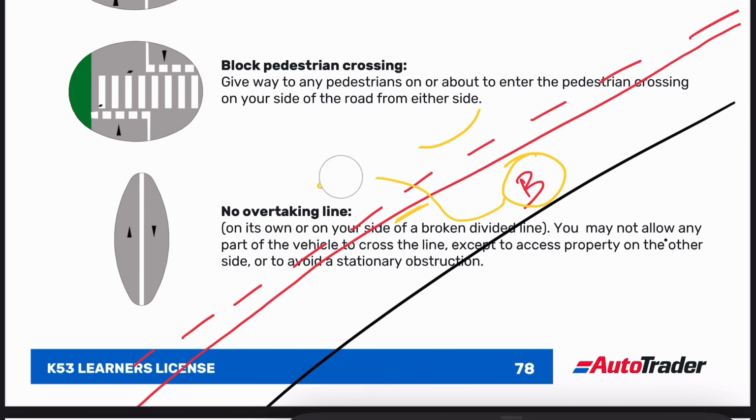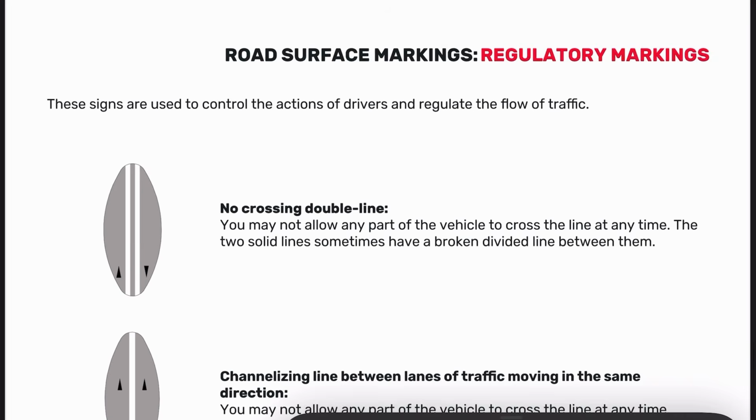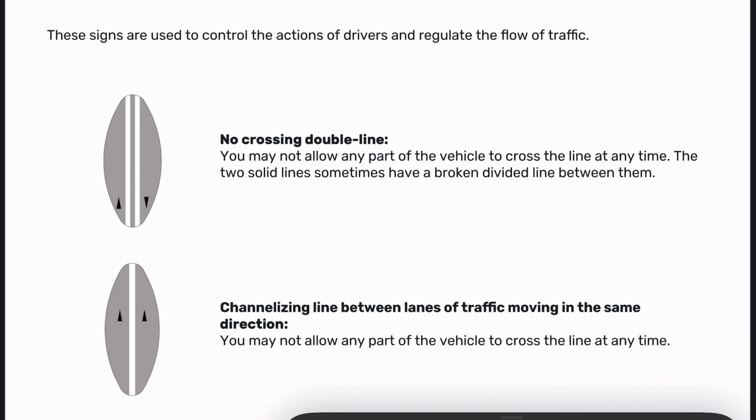And then now we go down to the no crossing double lines. The no crossing double line, at any given time, you may not cross this line.